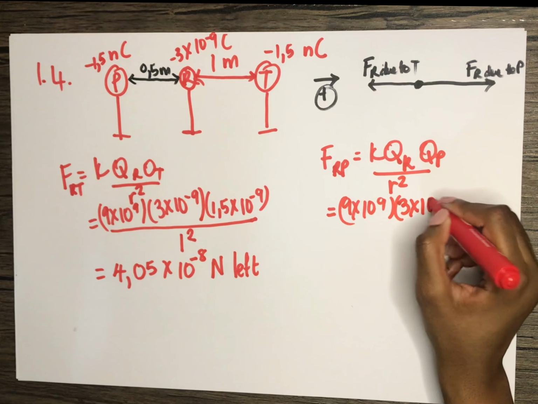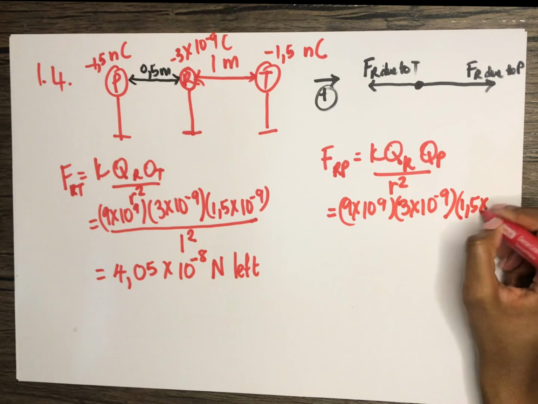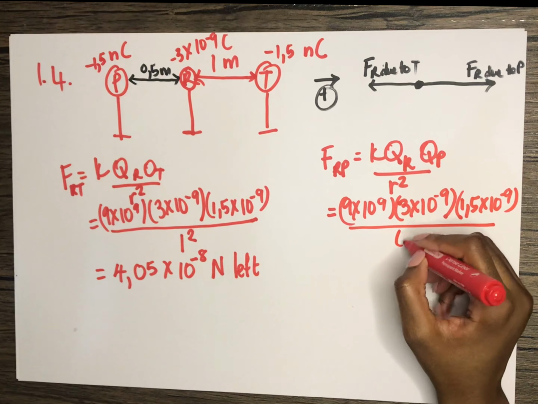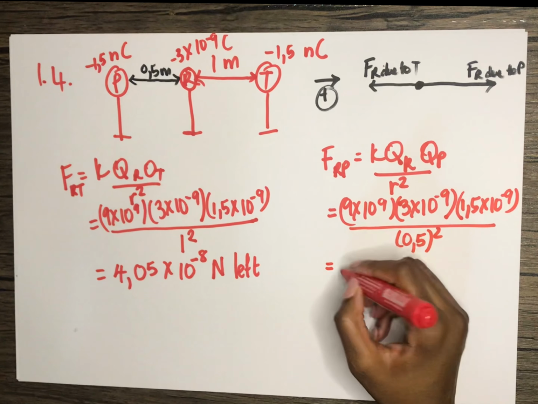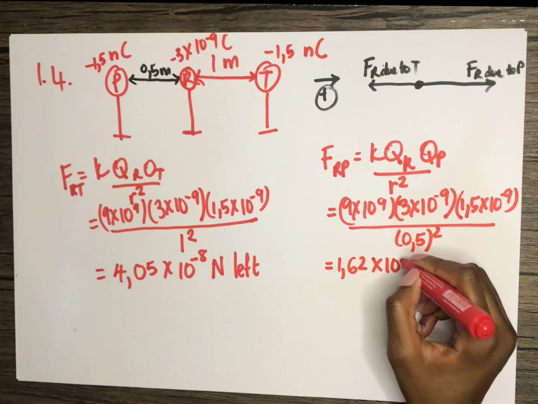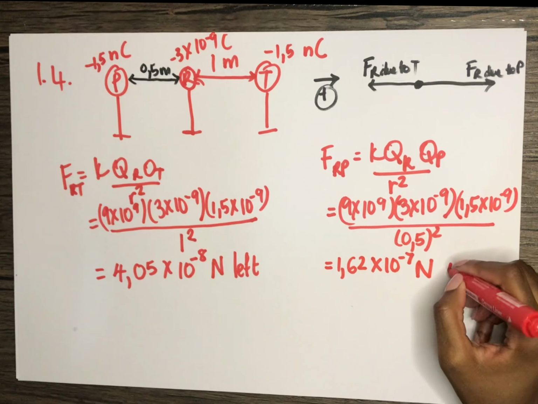R is 3 times 10 to the power of negative 9. P is 1.5 times 10 to the power of negative 9. Right? And then the distance is 0.5 squared. When you do your calculations, you should get 1.62 times 10 to the power of negative 7 newtons. And this force we had said is going to be to the right.